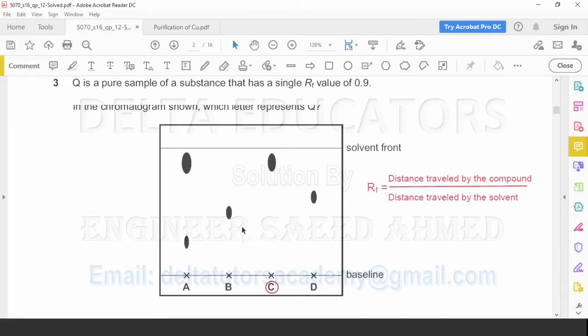Now in B, the spot is in between the center of solvent and baseline. So here the RF value will be approximately 0.5. In D, the spot is almost at a distance of 3/4 from the baseline. So here the RF value will be approximately 0.75. So the correct option will be option C. In C, we get an approximate RF value of 0.9. So our correct option will be option C.